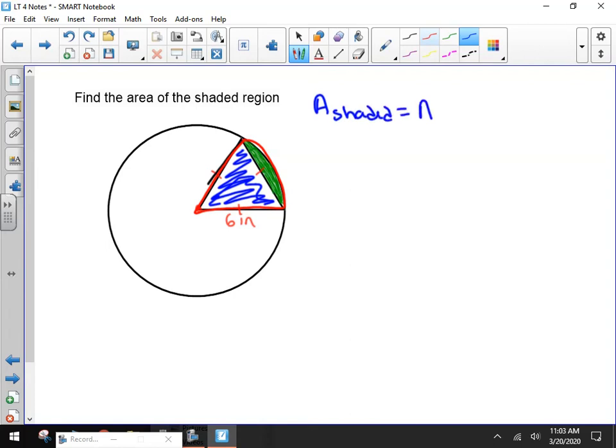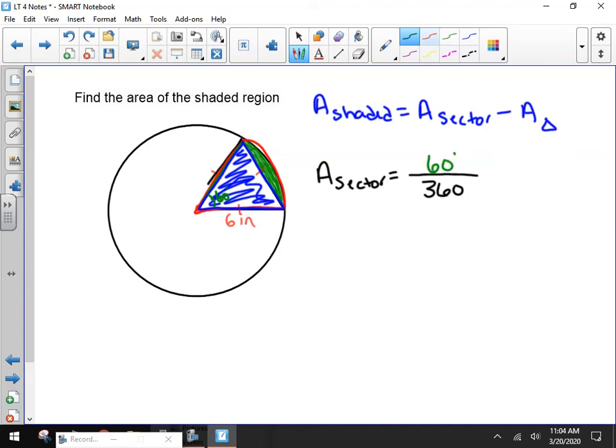All right, so let's find those pieces first. Area of a sector is central angle over 360, and my central angle I actually don't have. But I notice this triangle has all sides equal, which makes it equilateral. Therefore, it's equiangular, and all the angles in a triangle have to add up to 180, so divide that by 3 and I get 60 degrees. So my central angle is 60 degrees, times pi r squared, my radius is 6. Put that in the calculator, simplify it down, I get 6 pi. So the area of the sector is 6 pi.